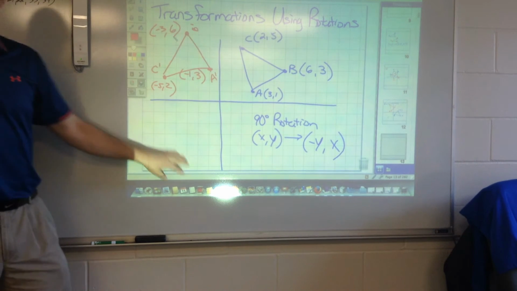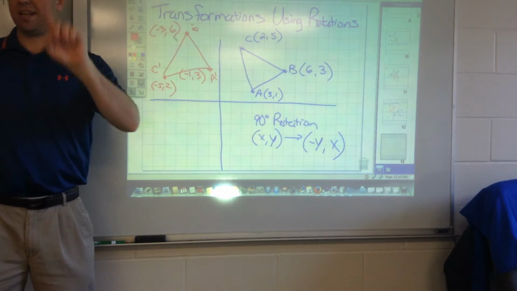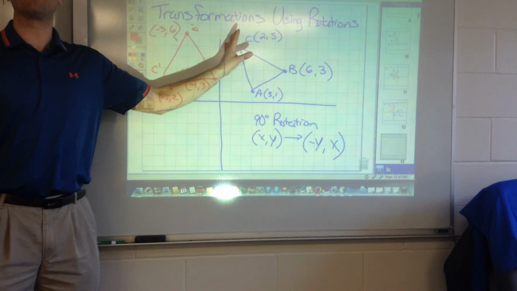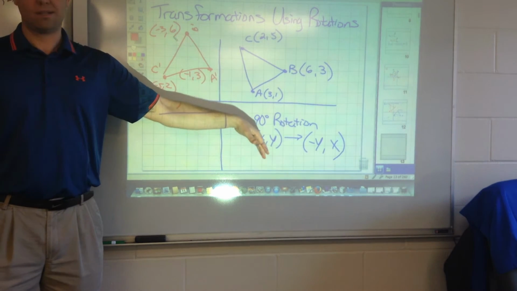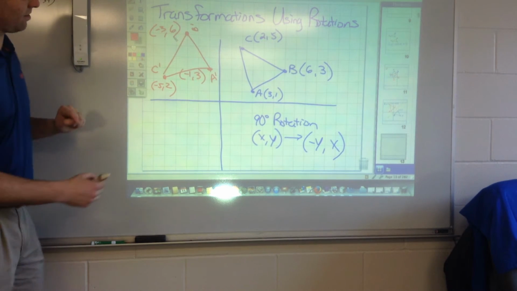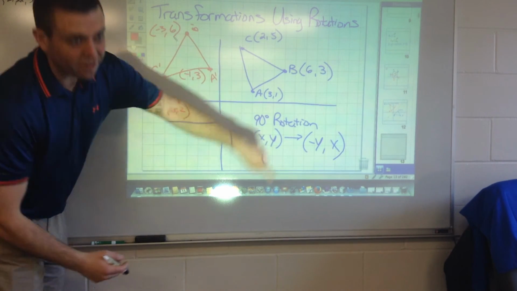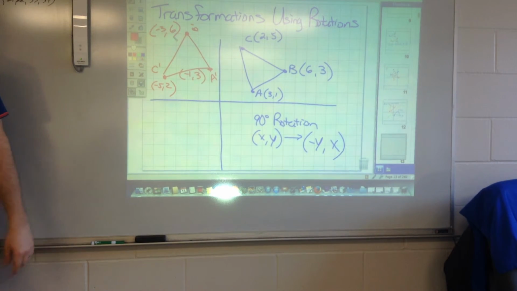Also, for the 270-degree rotation, instead of trying to turn your head 270 degrees, how about just turn it backwards 90 degrees? Oh, that's a good one. So instead of turning your head this way, now just turn your head this way. Right down there.